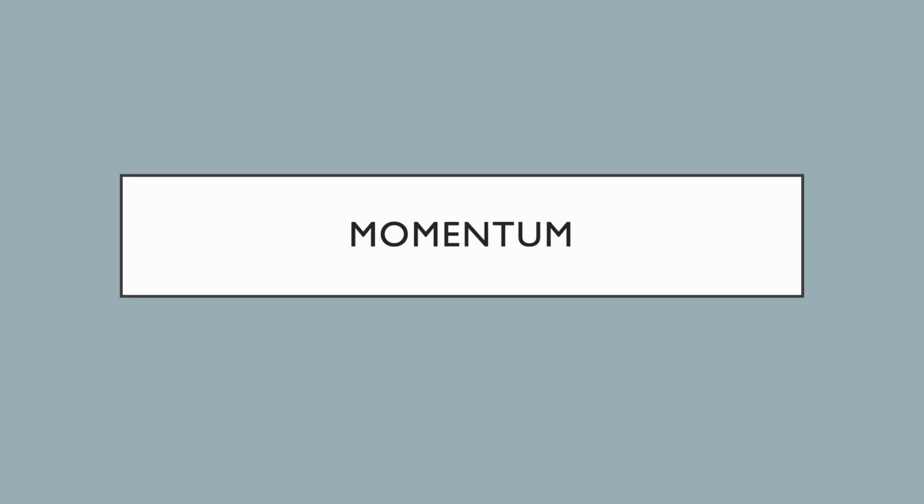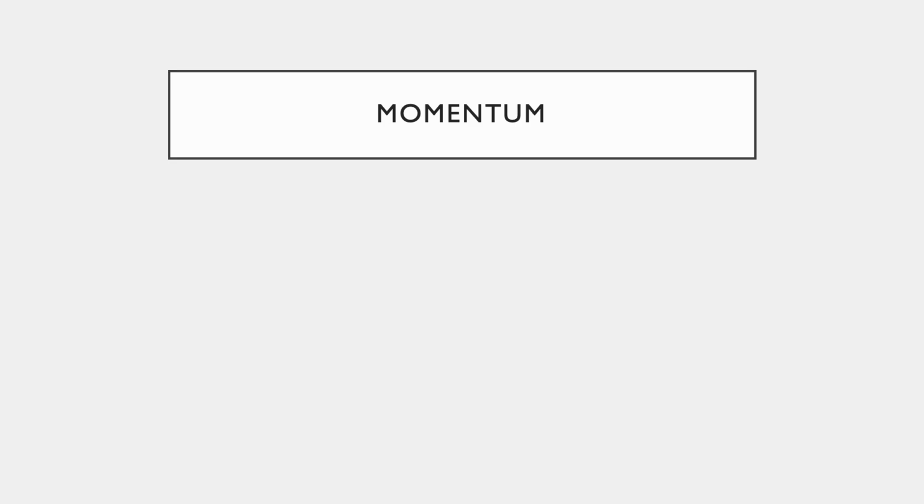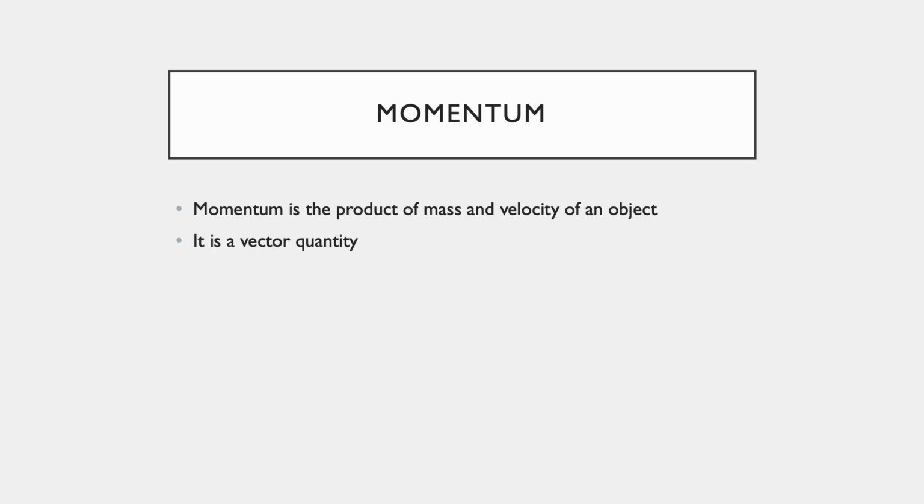Hi, today we are learning about momentum. We'll mostly stick to one-dimensional momentum today. So momentum is the product of mass and velocity of an object. As such, it is a vector quantity because we have velocity going into it, which also is a vector.